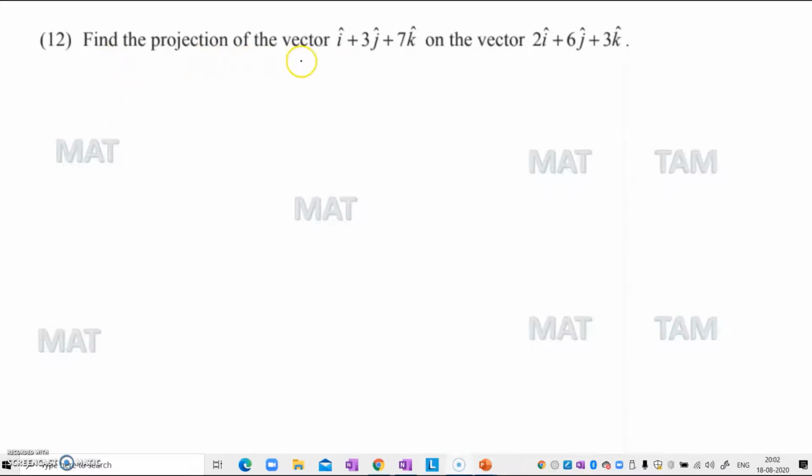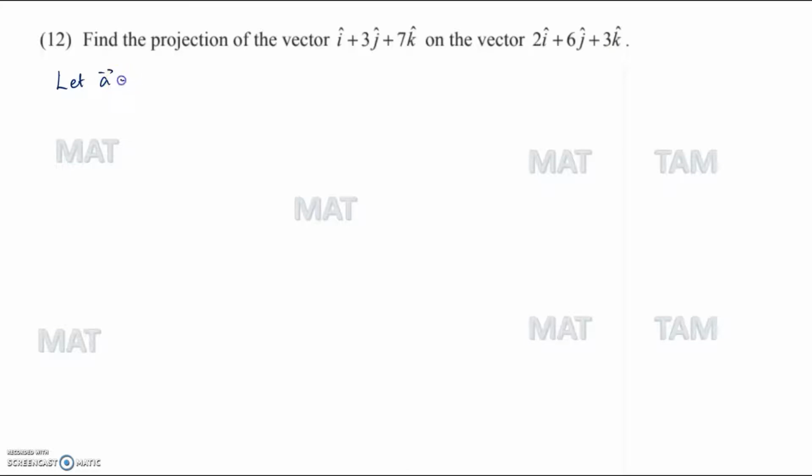Question number 12. Find the projection of the vector this on the vector this. So you have two vectors. So let's define, let vector A equal i cap plus 3j cap plus 7k cap, and vector B equal to 2i cap plus 6j cap plus 3k cap.